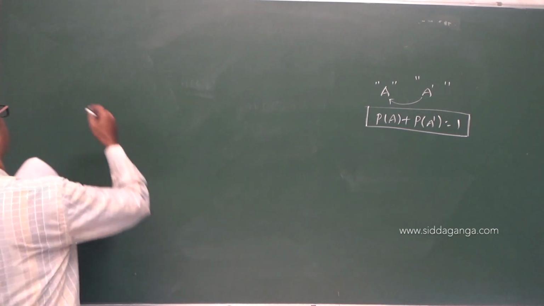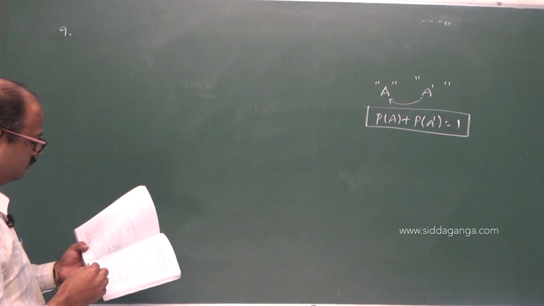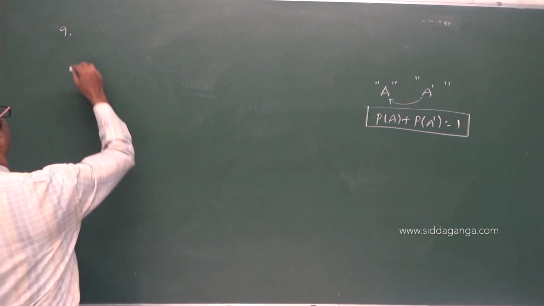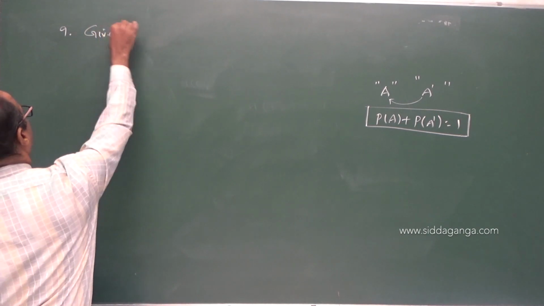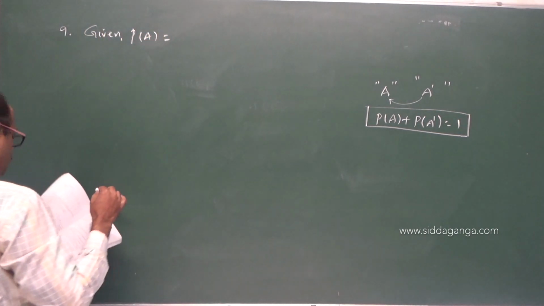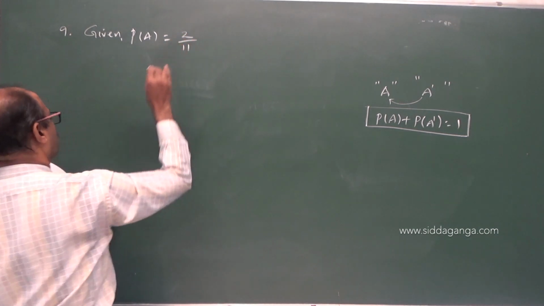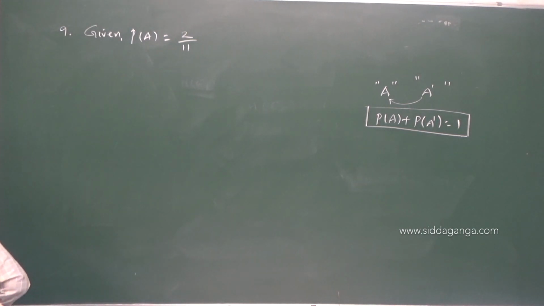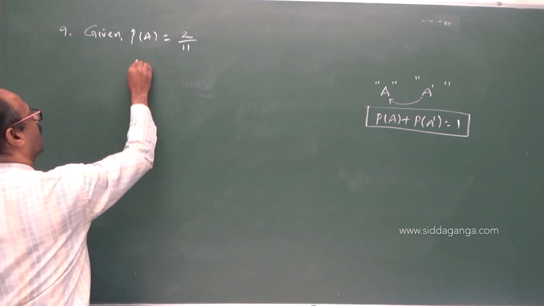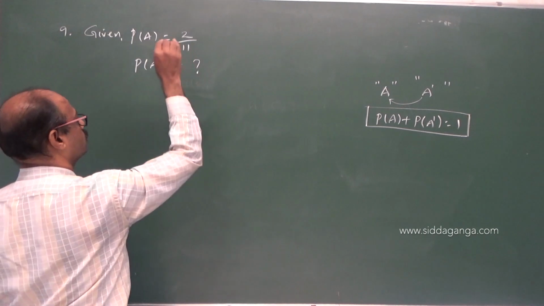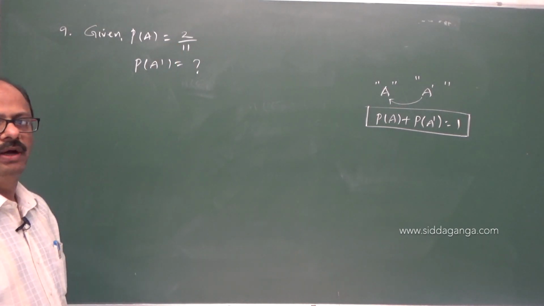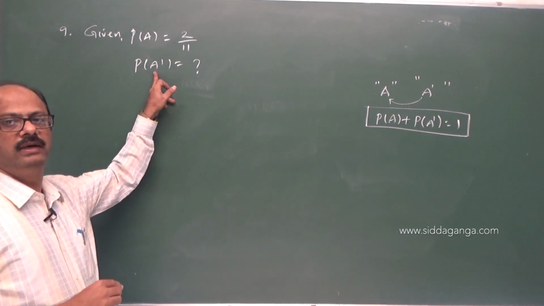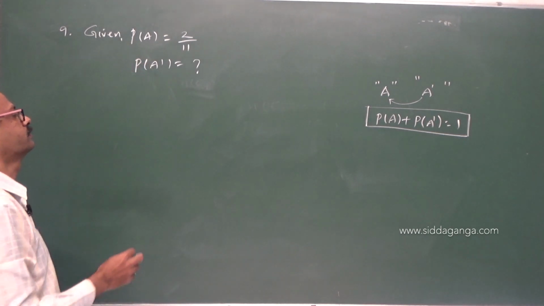Look at problem number 9. If 2 by 11 is the probability of an event, we denote probability as P. P of A is equal to 2 divided by 11. What is the probability of the event not A? Not A is denoted as P of A dash. So P of A dash is equal to question mark. Whenever you come across complement or not A, you denote it as A dash. The problem is to find P of A dash.